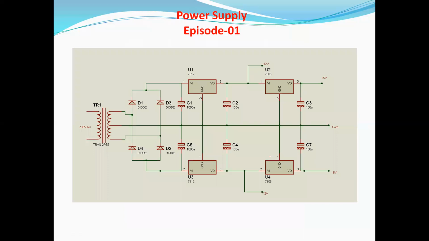Now this is our main circuit, where I have used a center tap transformer, and the output voltages are plus 12 volt, minus 12 volt, plus 5 volt, minus 5 volt. The transformer middle point indicates the common line as 0.